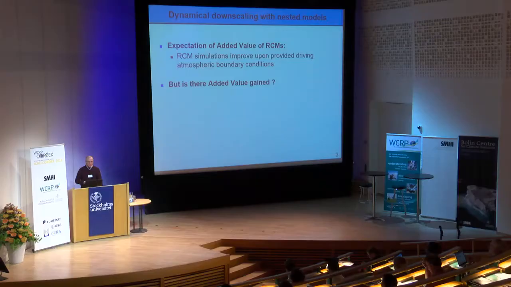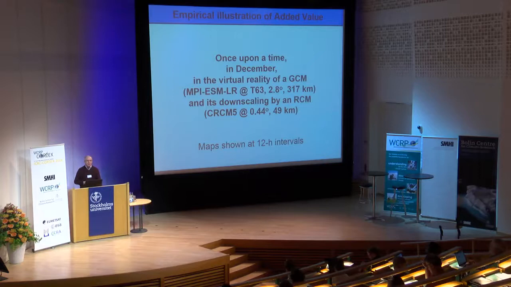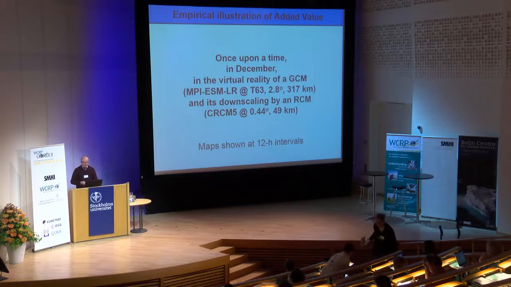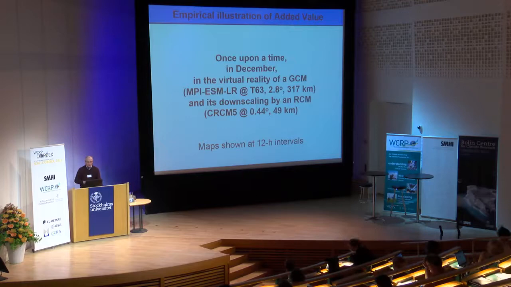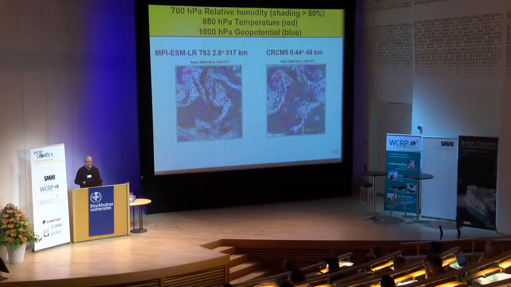In order to illustrate the perspectives a little bit, I'm going to show you a few slides from what I call the virtual reality of climate models. I'm going to show you a few days of the MPI model. It's a T63 spectral model, and if you compute the equivalent grid, it's about 317 kilometers. I'll be showing a downscaled version of it with our model at 49 kilometers. I'll be showing you a few maps spaced at 12-hour intervals, and I've produced these maps to look a bit like weather maps.